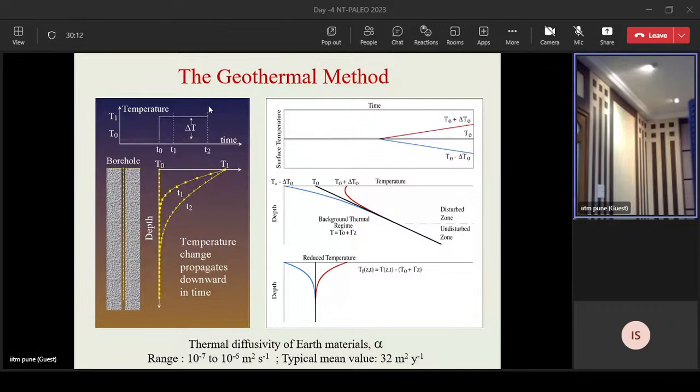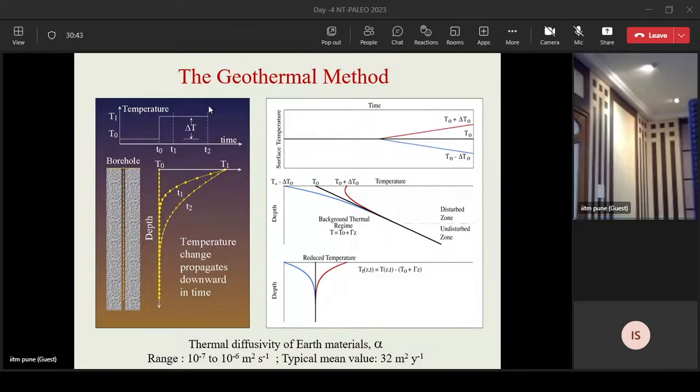Okay. Nature does not like sharp corners, you know. So if you just allow time to pass, the diffusion to occur, it will slowly do this, this, this. So this level will remain the same, but it's just the time that will go on increasing. So this depth is a measure of the time. So temperature change propagates downward with time in the earth.